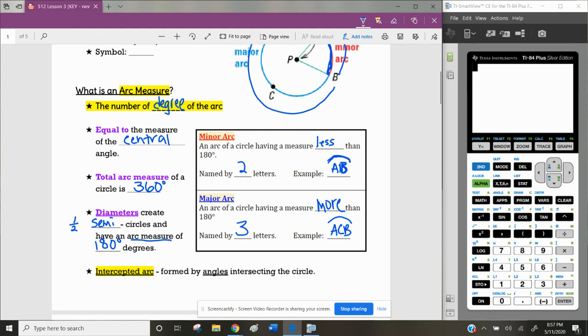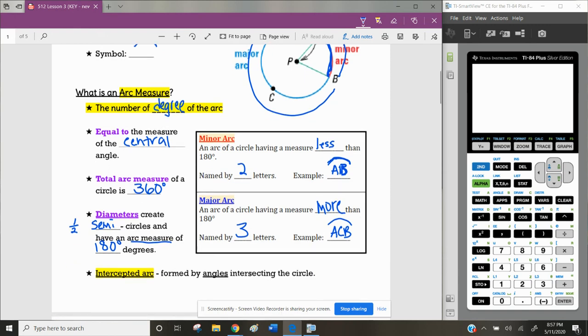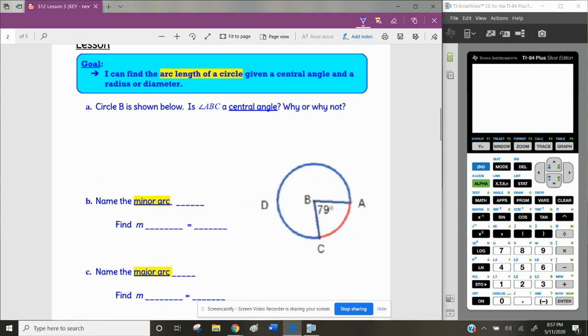An intercepted arc is formed by the angles intersecting the circle. So notice I underlined angles and didn't just say central angles. There are other types of angles in a circle called inscribed angles that we could look at and look at how many degrees those form. But we're only going to focus on central angles here.